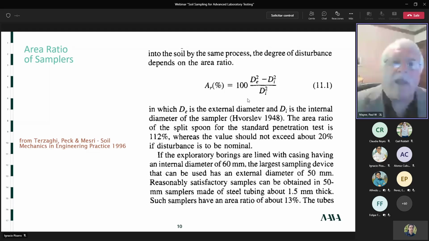One way to measure that is what's called the area ratio of the sampler. There's the equation. I took this as an excerpt right out of the book by Terzaghi, Peck, and Mesri. And you can see there that the standard penetration test with the split spoon gives you an area ratio of 112%. Well, that's way too high. As they show here, the value should not exceed about 20% if the disturbance is to be nominal. Next.